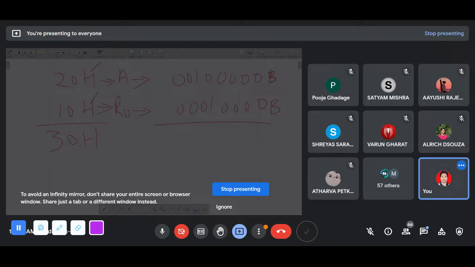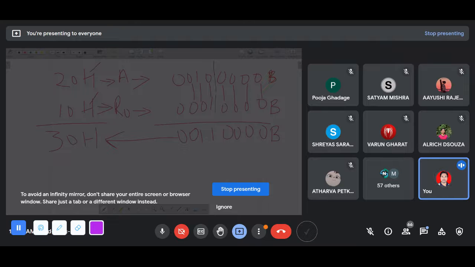Now when you do the addition, 0 plus 0 is 0, 0 plus 0 is 0, 0 plus 0 is 0, 0 plus 0 is 0, 0 plus 1 is 1, 1 plus 0 is 1, 0 plus 0 is 0, 0 plus 0 is 0. So 0 0 1 1 0 0 0 0. This is in binary. What is the hexadecimal number? 30H. Yes, 30H.